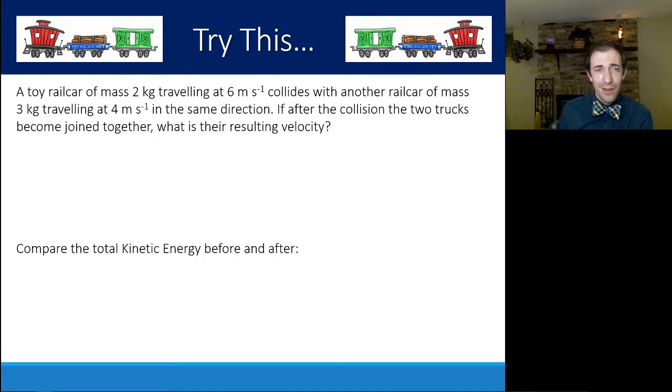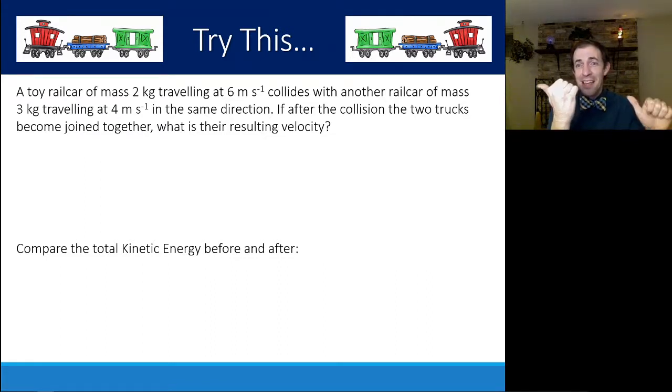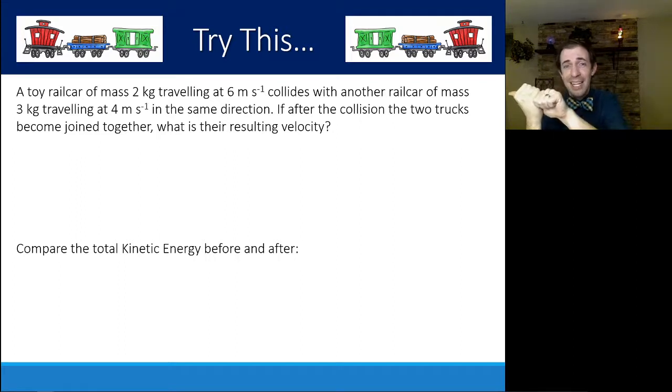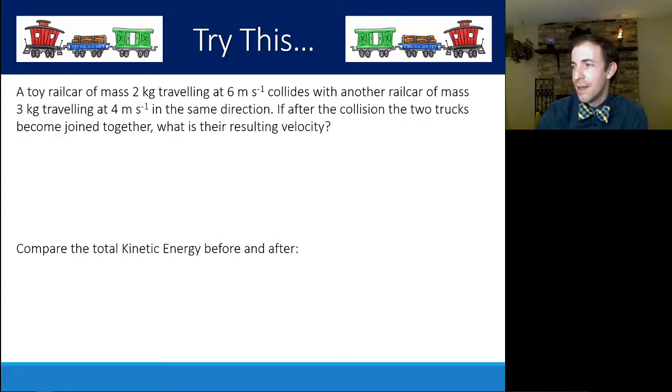Here we have a toy rail car of mass 2 kilograms traveling at 6 meters per second that collides with another rail car of mass 3 kilograms traveling at 4 meters per second in the same direction. So basically, one is moving this way, and then the other one is moving faster and collides with it. If after the collision these two trucks become joined together, what is their resulting velocity?